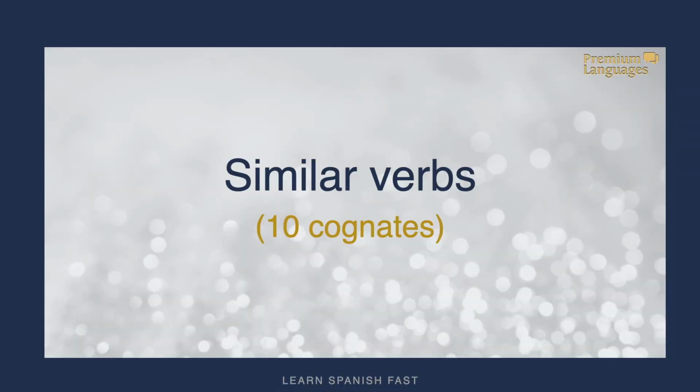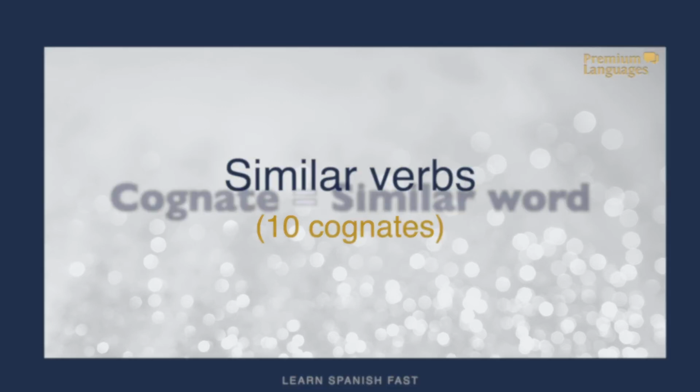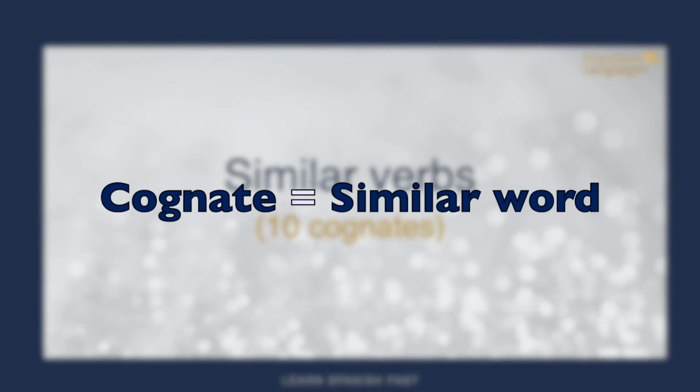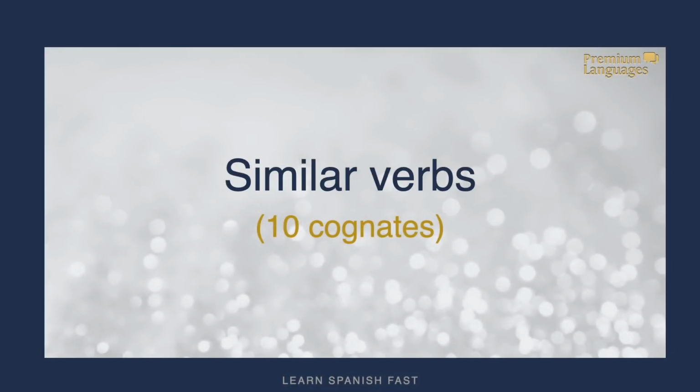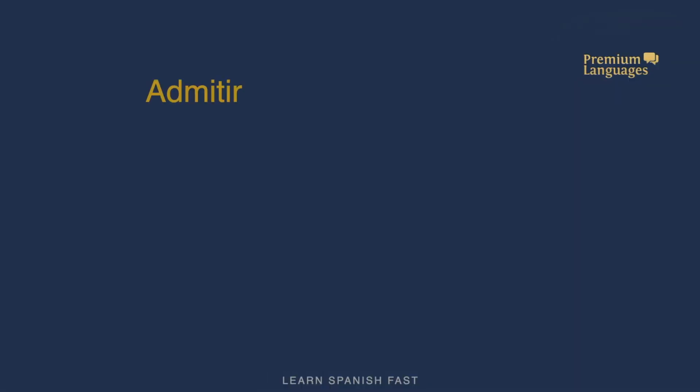Let's have some practice now. Here we have 10 verbs that are very similar in both languages, so they are cognates. And we have 10 verbs that you need to guess the meaning of. It is very easy. First one is admitir. Look at the ending, it's an IR ending. If you drop the ending, you get the English word, to admit.